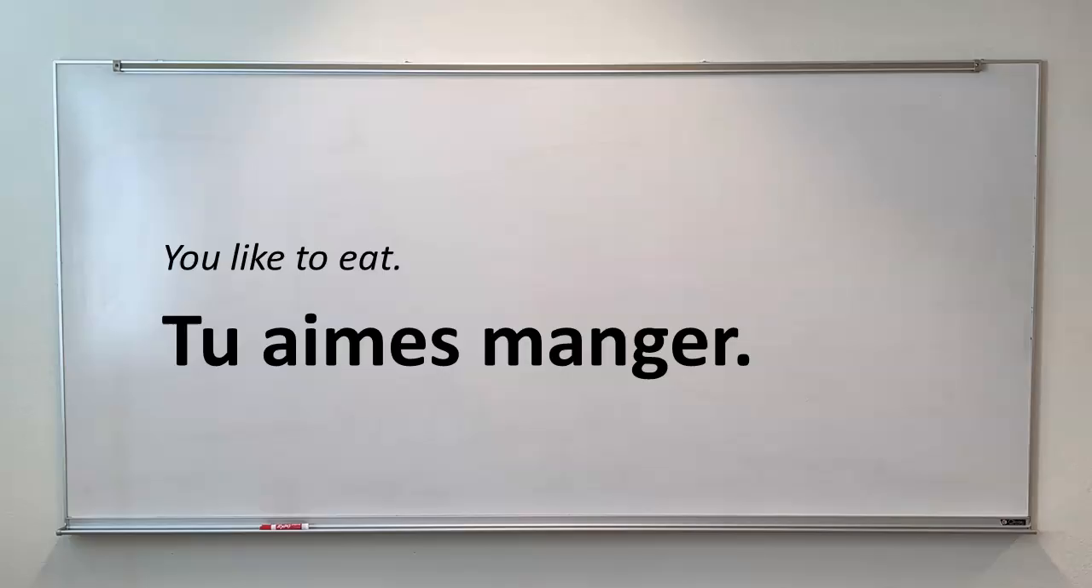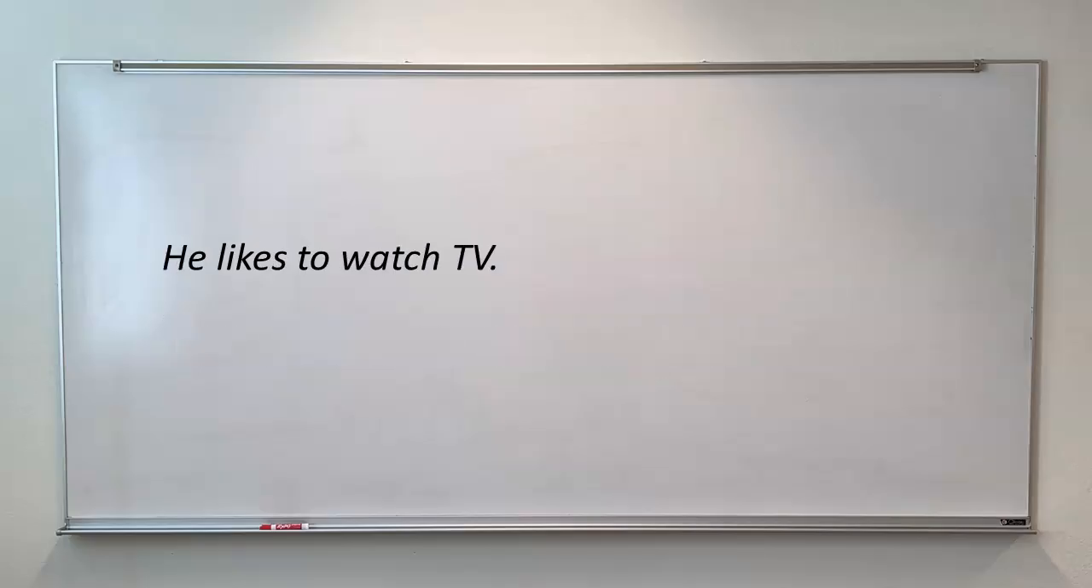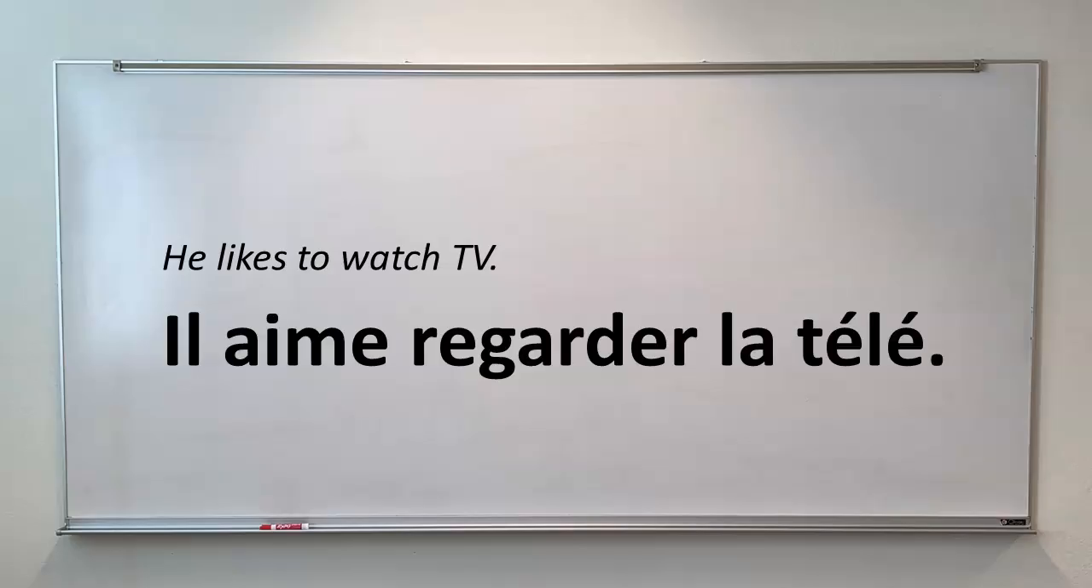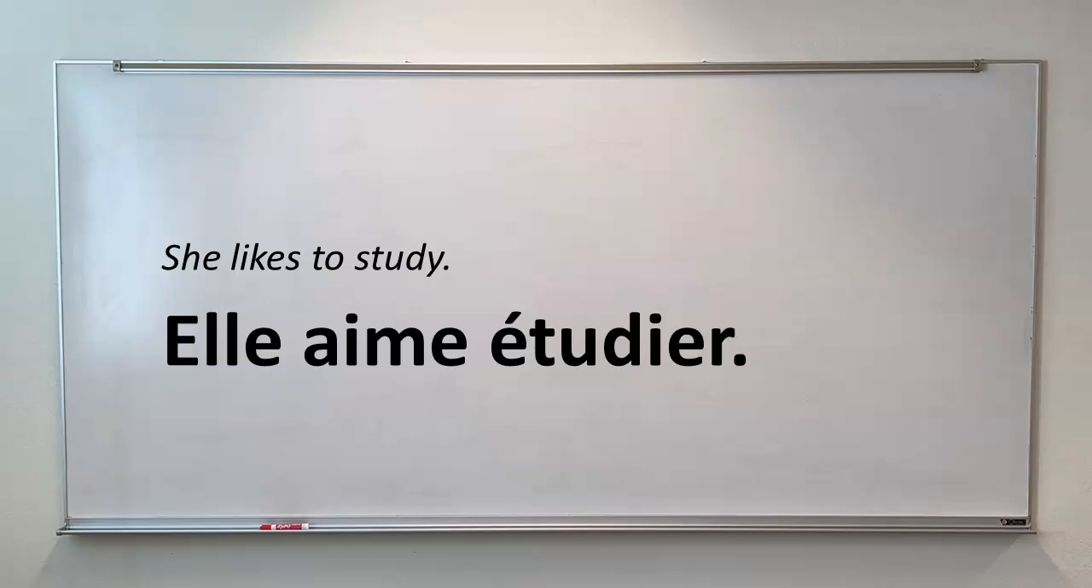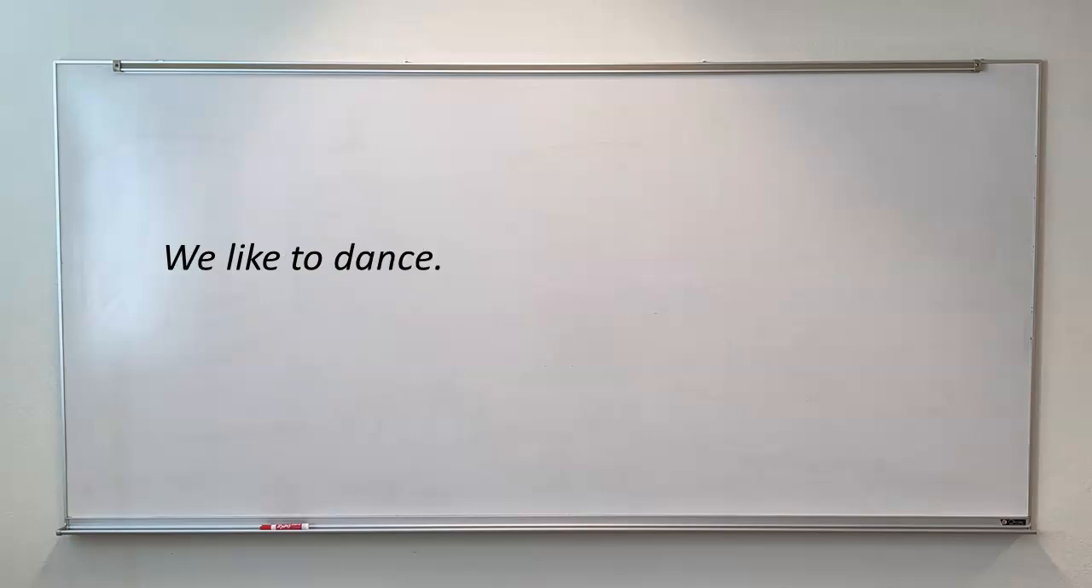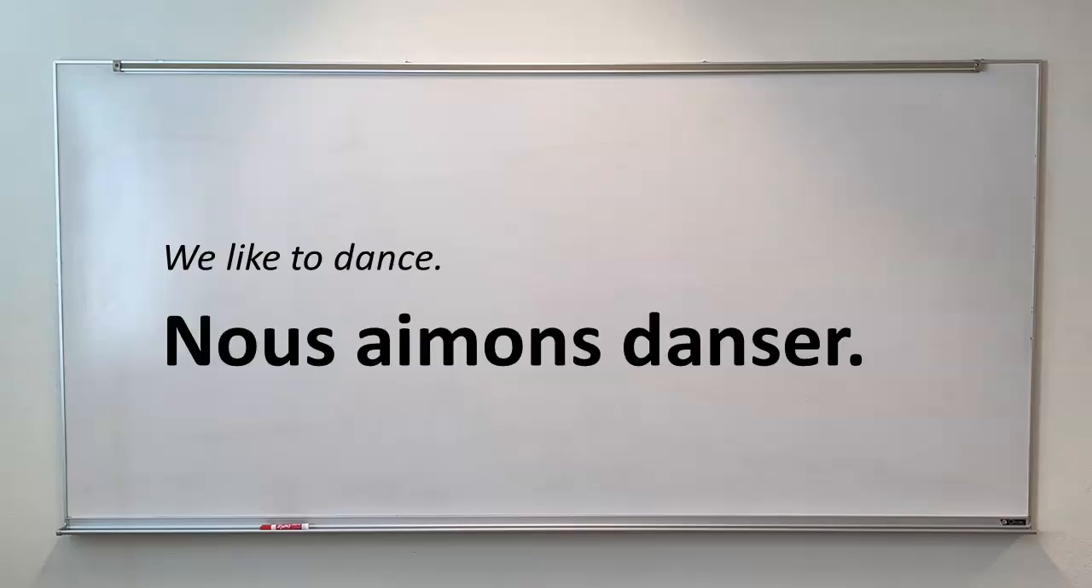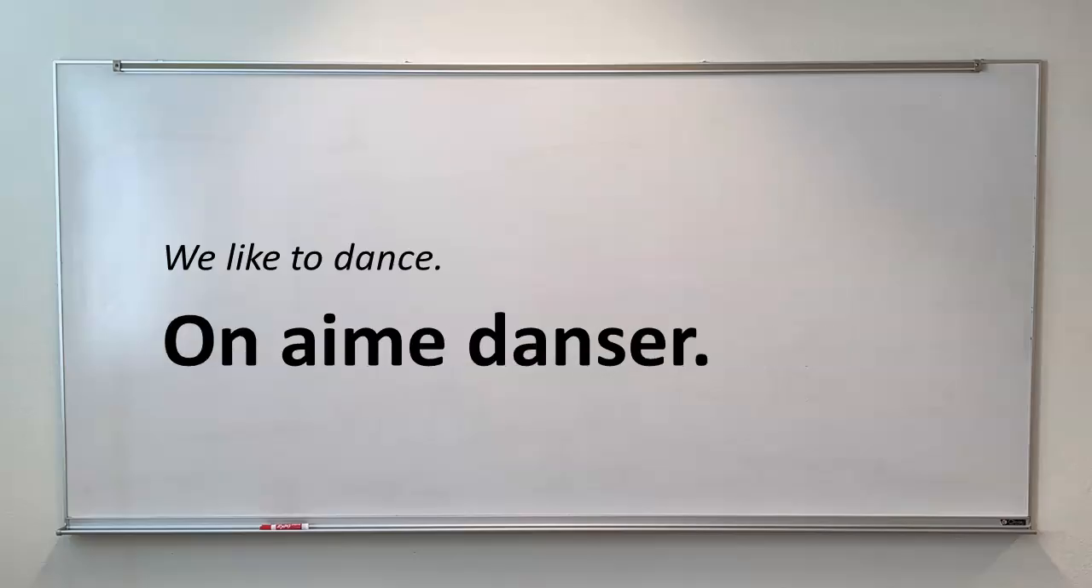He likes to watch TV. Il aime regarder la télé. She likes to study. Elle aime étudier. We like to dance. Nous aimons danser. Remember, you can also express this idea with on. On aime danser, although on aime danser can also mean other things besides we like to dance.